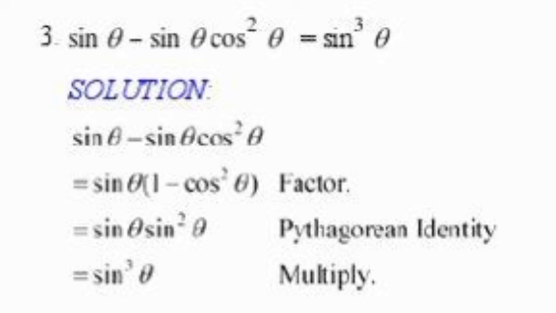And here is the solution. Sin theta minus sin theta cosine squared theta is equal to sin theta times 1 minus cosine squared theta, by factoring. Let's proceed. Sin theta times sin squared theta, by the Pythagorean identity. And the answer is sin cubed theta, by multiplying. All of you got the correct answer, so I gave you 10 points. And that's 100% overall in your performance.